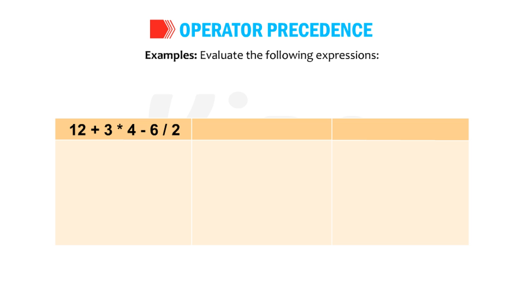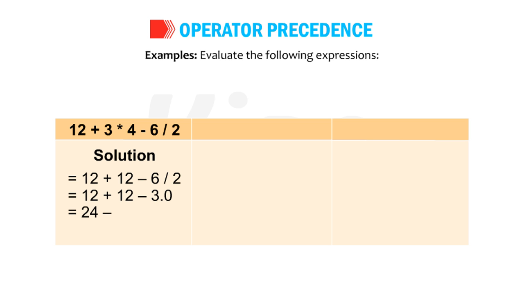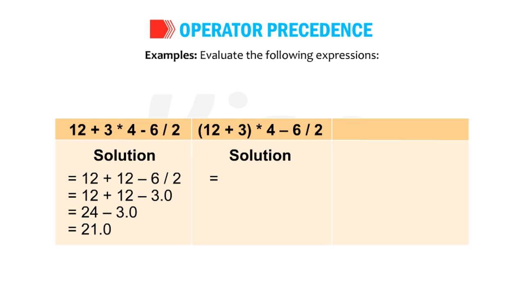12 plus 3 into 4 minus 6 divided by 2. Solution equals 12 plus 12 minus 6 by 2. That is equal to 12 plus 12 minus 3.0. That is equal to 24 minus 3.0, which is equal to 21.0. Again, 12 plus 3 into 4 minus 6 divided by 2. Solution equals 15 into 4 minus 6 divided by 2. That is equal to 60 minus 6 divided by 2, which is equal to 60 minus 3.0. That is equal to 57.0.